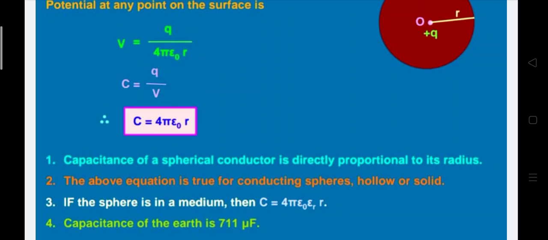So today we have discussed the capacitance of an isolated spherical conductor, formula C is equal to 4 pi epsilon naught R. We will follow the rest in the next video.